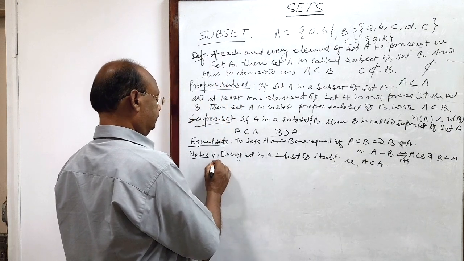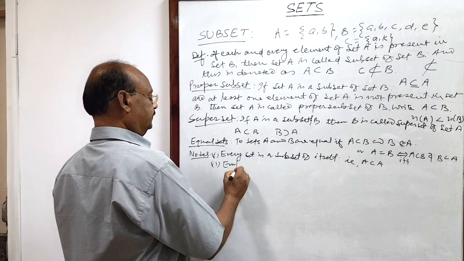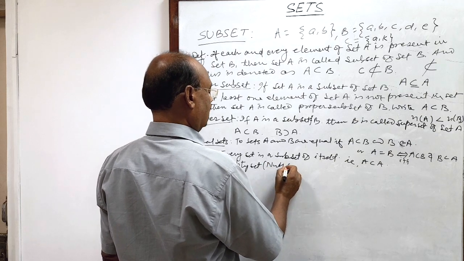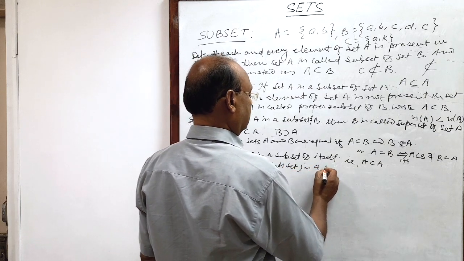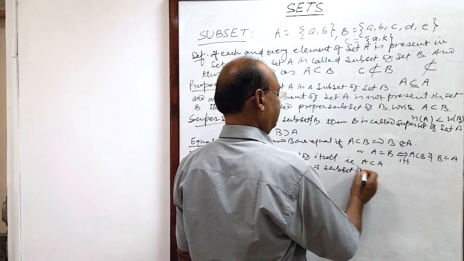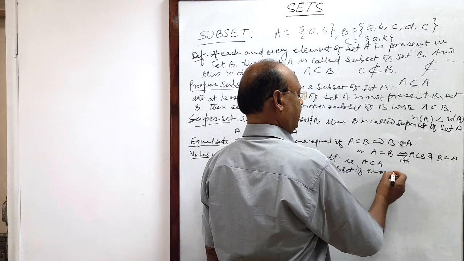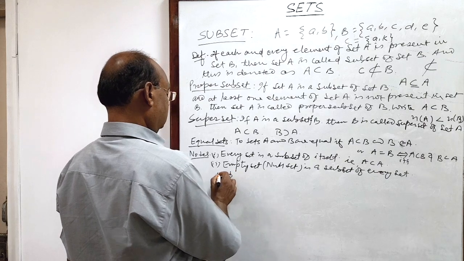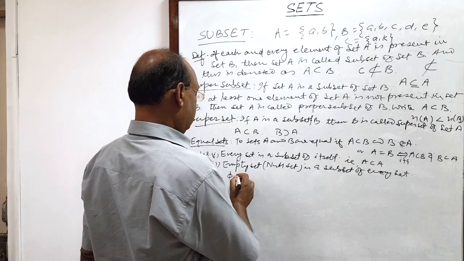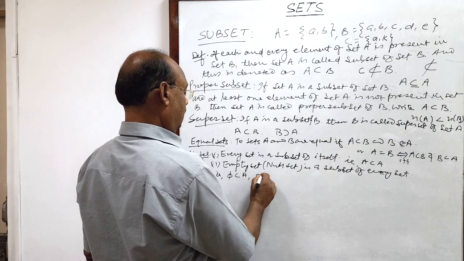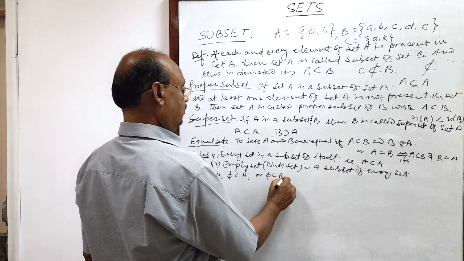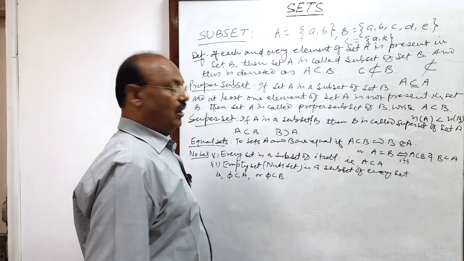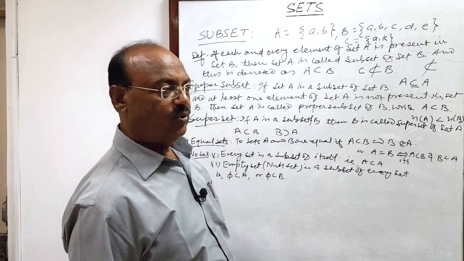Second note, empty set, or which is known as null set also, null set is a subset of every set. You know, null set is denoted by phi. So phi is a subset of A, or phi is a subset of B, where A and B are two given sets. How we can justify it? How we can show it? How we can prove it?